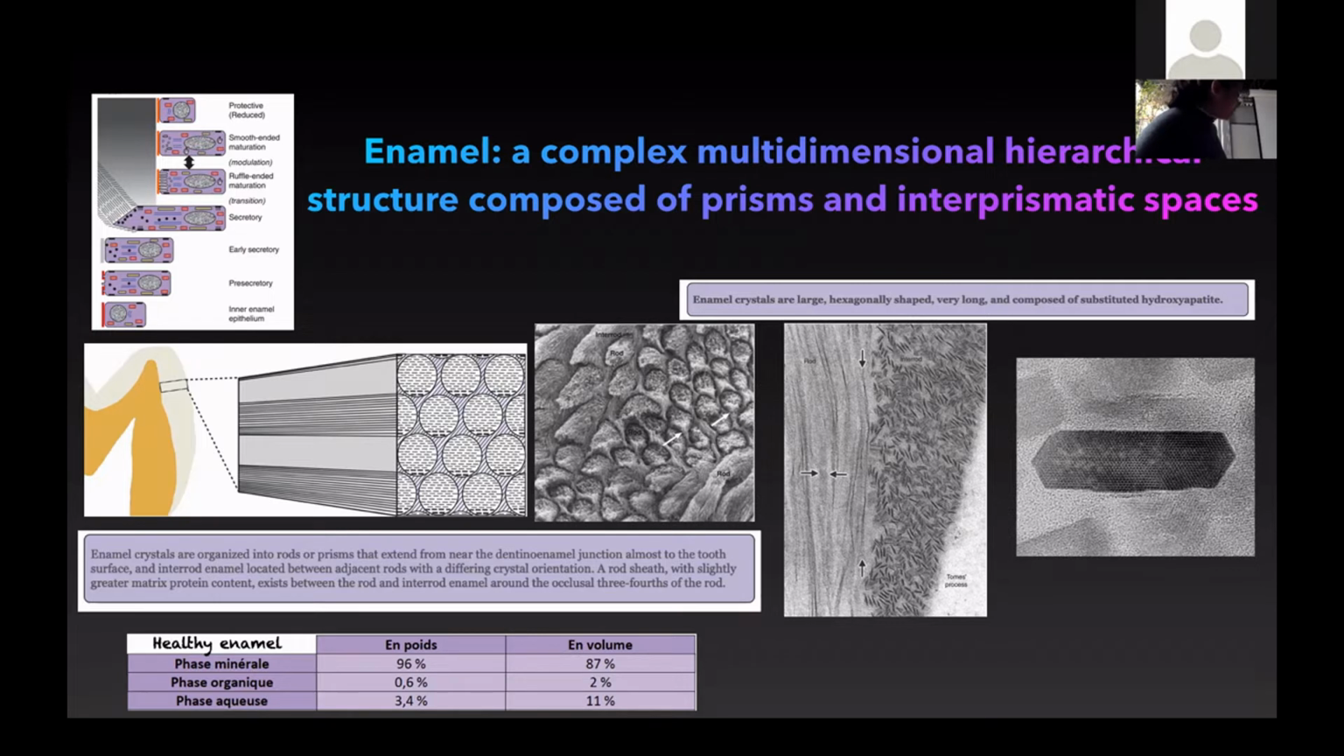And what about the composition of healthy enamel by weight? We have 96% of mineral, and the rest is between organic phase and water phase. But just to take into account, by volume, the mineral concerns 87%, and the rest is 11% of water and only 2% of protein, meaning a mature enamel.